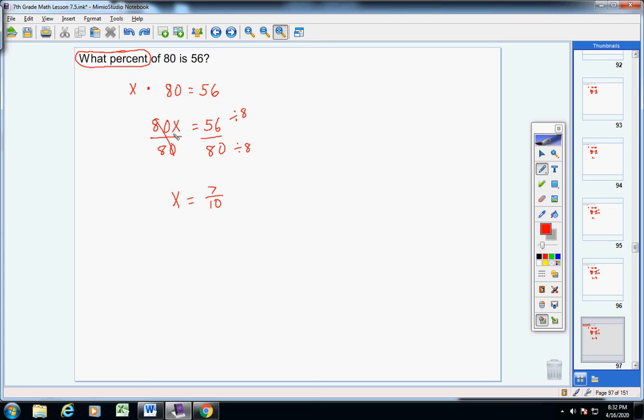Okay? But that's okay because we have totally learned how to write fractions as percents. We take that fraction, multiply it by 100. 10 goes into 10 once. 10 goes into 100 10 times. Now multiply. 7 times 10 is 70. 1 times 1 is 1.